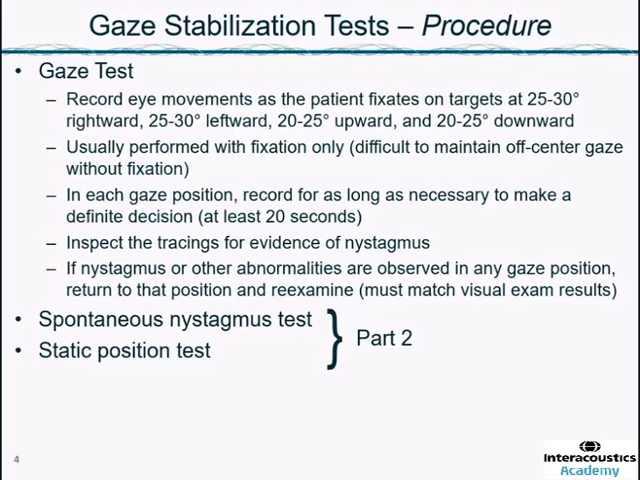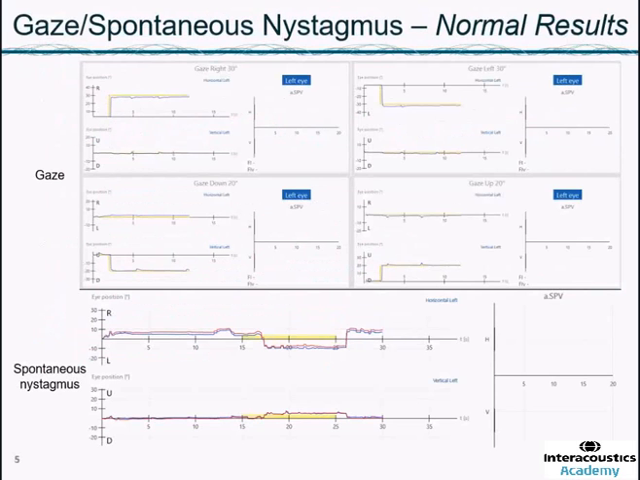Anytime you find an abnormality, it's a good idea to come back to it to make sure you have a consistent and repeatable test result. And remember, if you've done a visual exam prior to your VNG, which I highly recommend, your results should match your visual inspection. If there's a discrepancy between the two that's not explainable by physiology or pathology, you need to resolve that discrepancy. In the second part of this webinar, we'll talk about spontaneous nystagmus and position tests, so I will leave that for the next part.